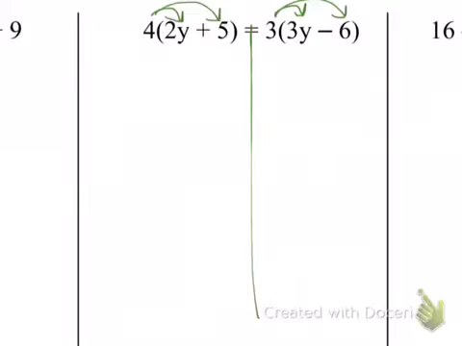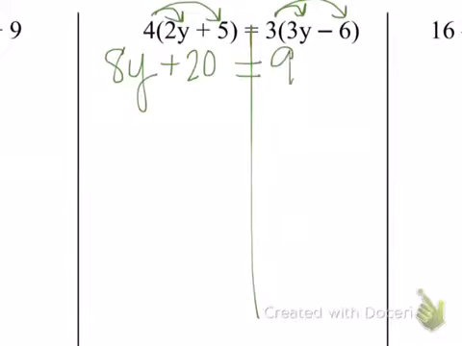Distributing 4 times 2y gives me 8y. 4 times 5, positive 20. Equal sign on the line. 3 times 3y is 9y. 3 times negative 6, negative 18.